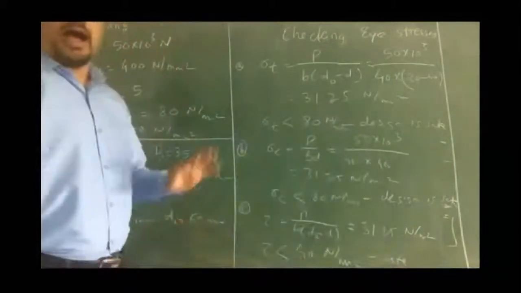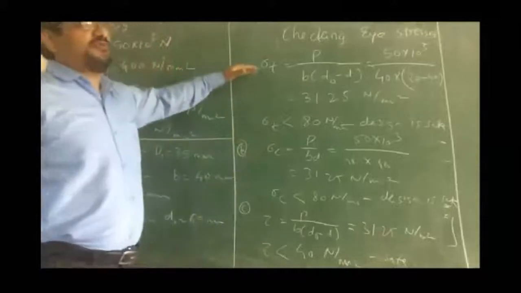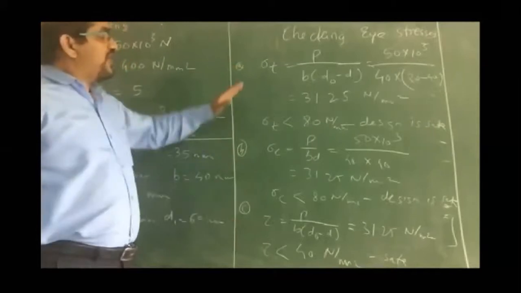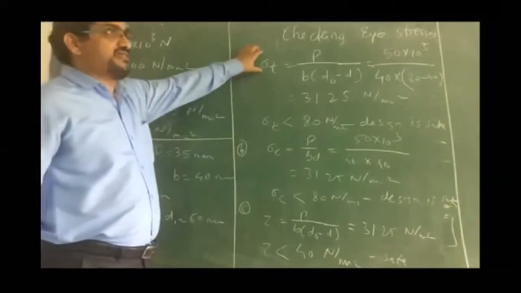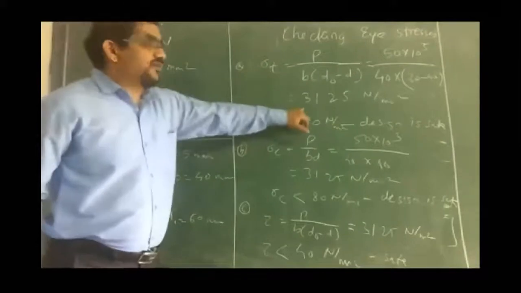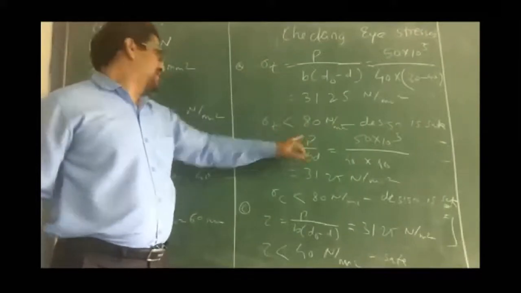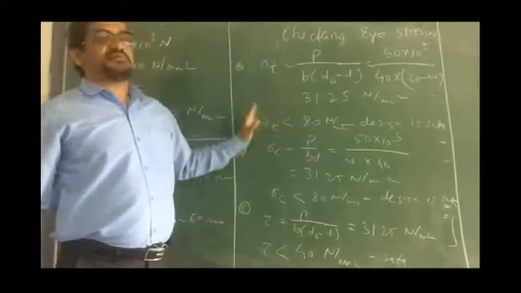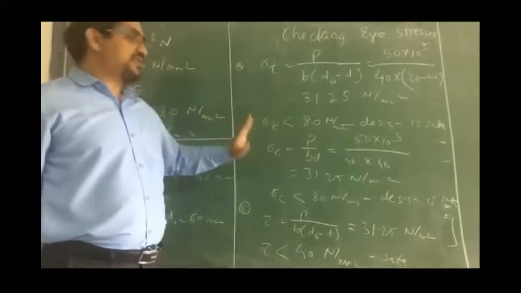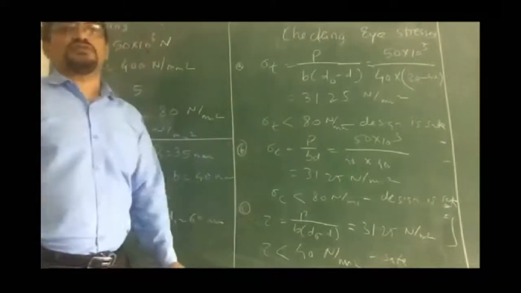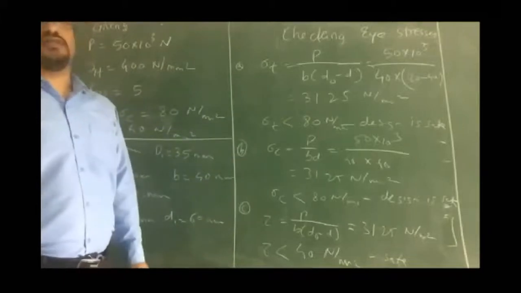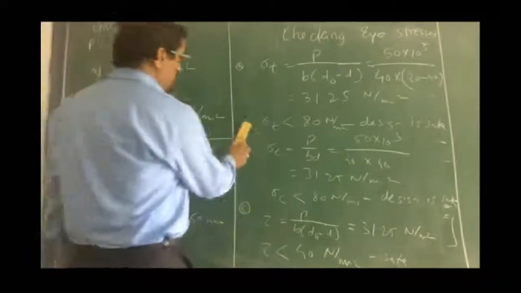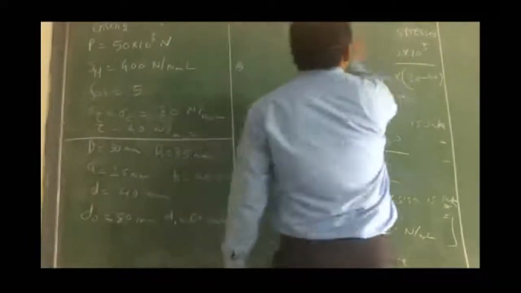So we checked our eye. Our eye will fail in three ways: tensile failure, crushing failure, or shear failure. And we checked that our eye is okay. The tensile stress in our eye is 31.25, which is less than allowable. Allowable is 80. Actual stress is 400, but because of the factor of safety, we are taking 80, and the stress in our joint is less than that, so our design is safe. Similarly for crushing, similarly for shear stress. When we verify all these stresses are within limits, we can say our eye will not fail because of any of them.